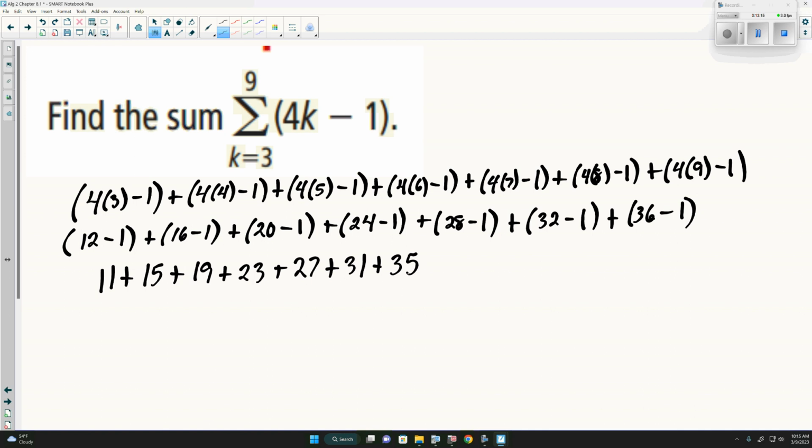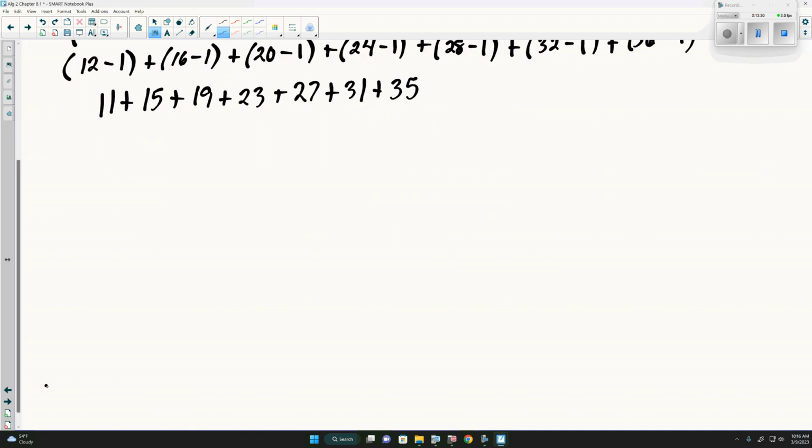Any questions on this so far? We feel pretty comfortable with this so far, yes? Now we got to add these together. I'm going to be a little particular with this just because I want to make addition easier, if I can make it easier, yes? So normally we would go 11, 15, 19, 23, 27, 31, and then add 35 into the group later, yes?